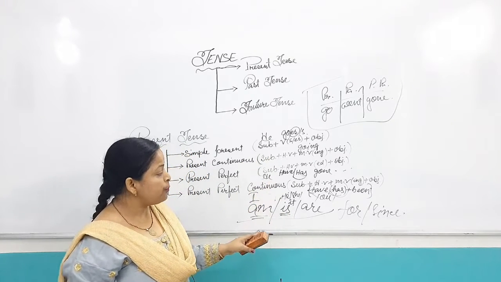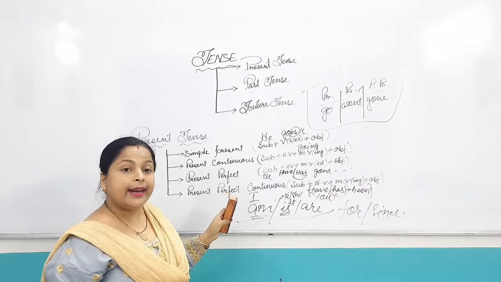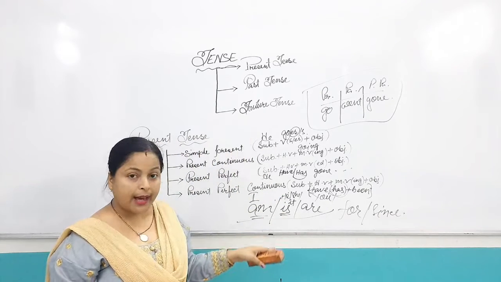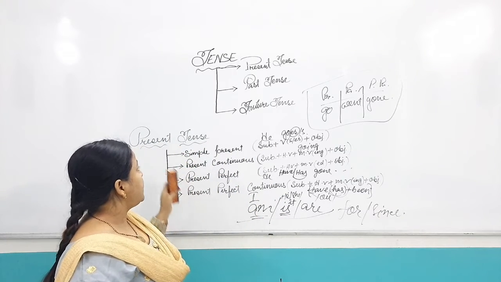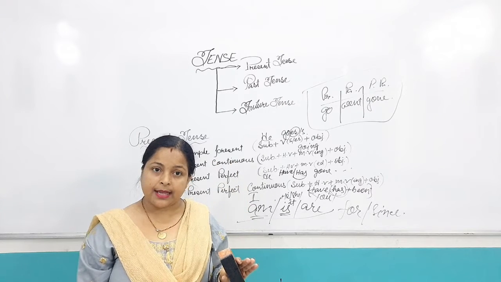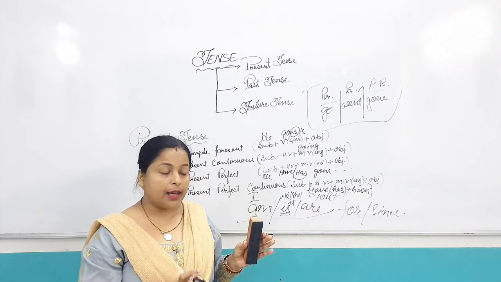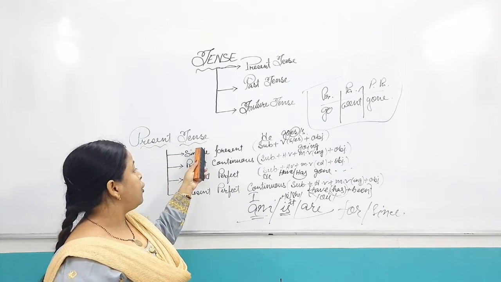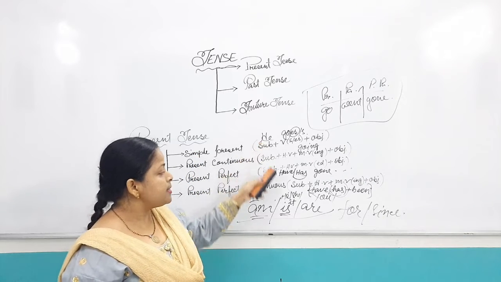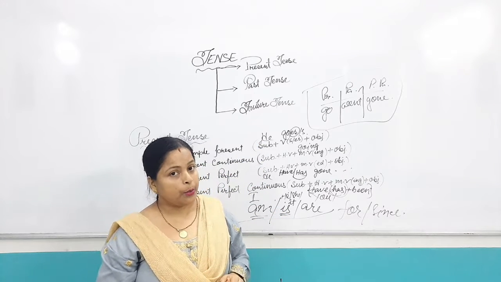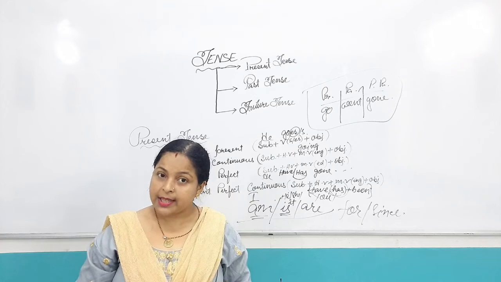The sentence formation of each kind of present tense I have described to you. So these 4 are the kinds of present tense, Vartaman Kal, and these are the sentence formations.